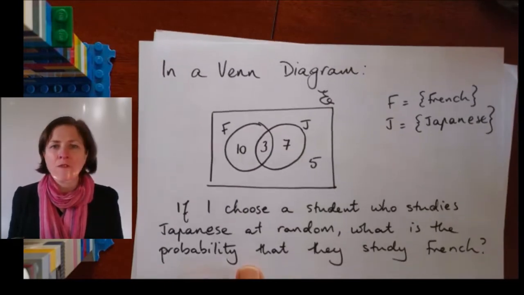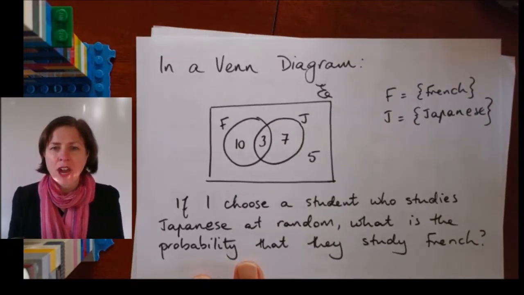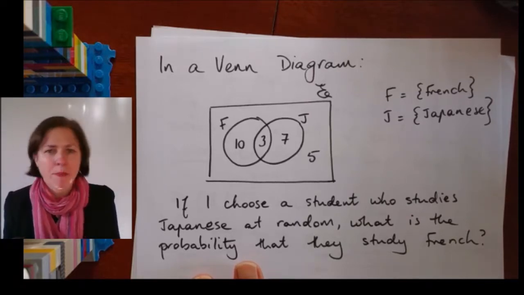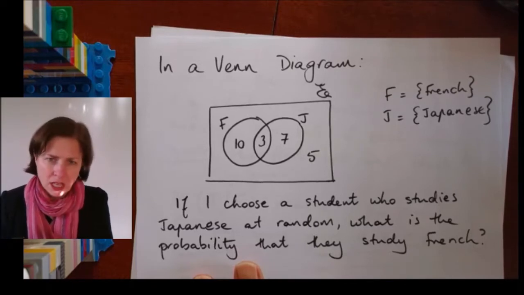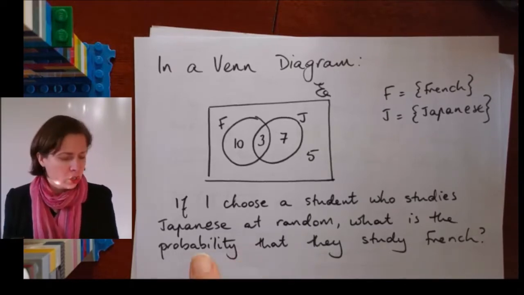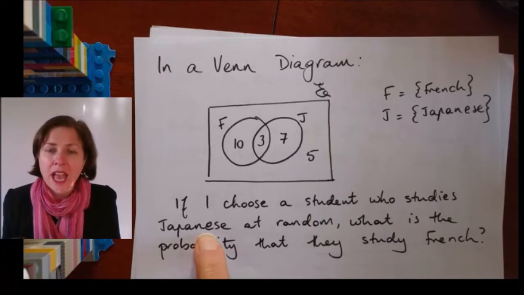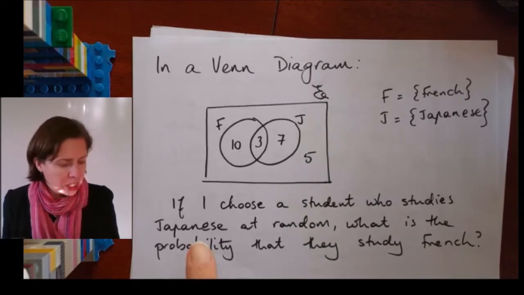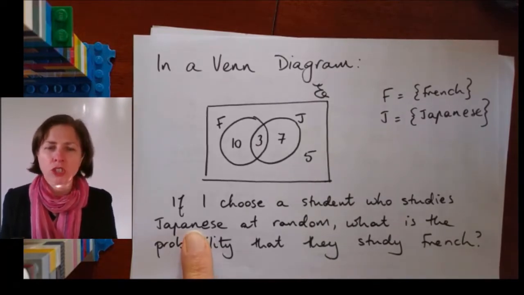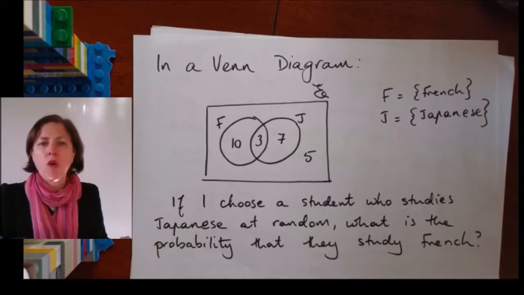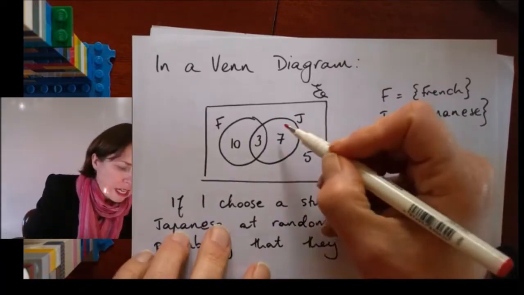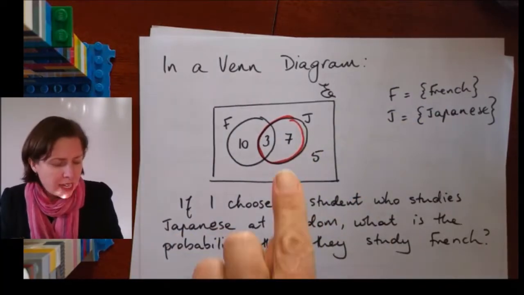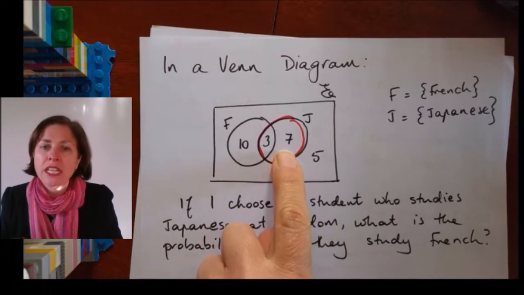Now this is what it looks like in a Venn diagram. In this Venn diagram, I have 25 students in a class, and some of them study French and some of them study Japanese and some of them study both and some study neither. Now, if I choose a student who studies Japanese at random, what is the probability that they study French? You've got to look at this first part. I choose a student who studies Japanese, so I already know that they're in this circle here. I'm not choosing randomly from the class. I'm choosing randomly from these 10 students who study Japanese.